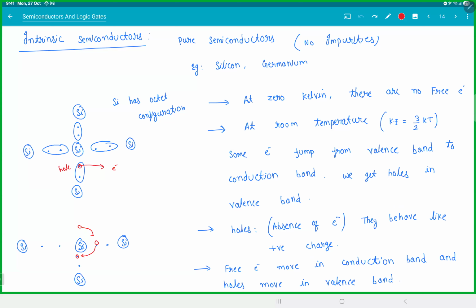So a hole is actually an imaginary particle. It doesn't exist. A hole is just your imagination. The absence of an electron is called a hole. But the way it behaves, right? It behaves like a positive charge.